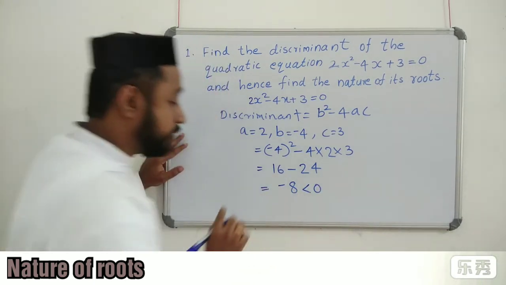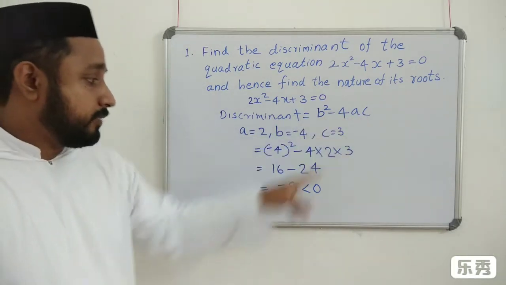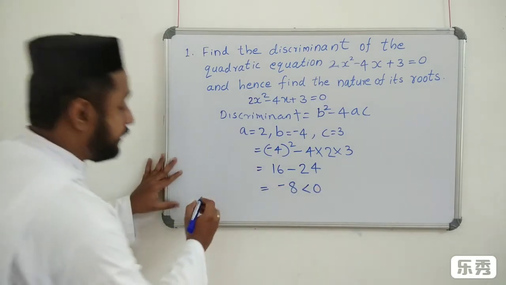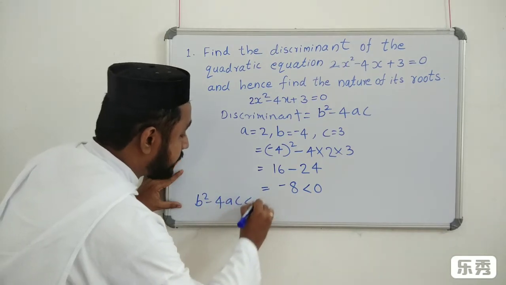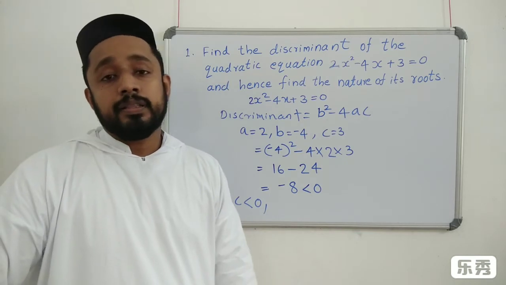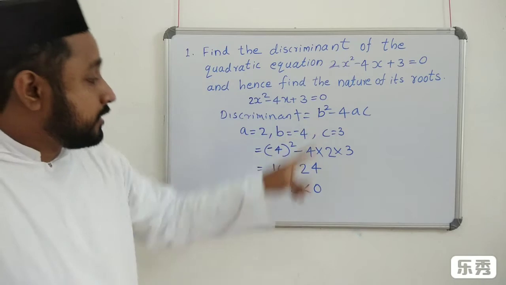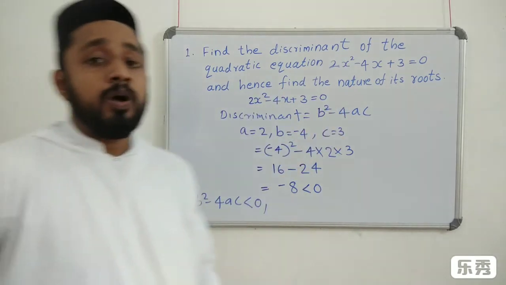This is a negative number, which is less than 0. So we got b square minus 4ac is equal to minus 8, which is less than 0. That is b square minus 4ac is less than 0. When b square minus 4ac is less than 0, there are no real roots. So the discriminant of this equation is minus 8 and the nature of the roots is that there are no real roots.